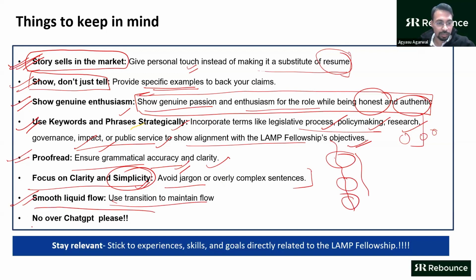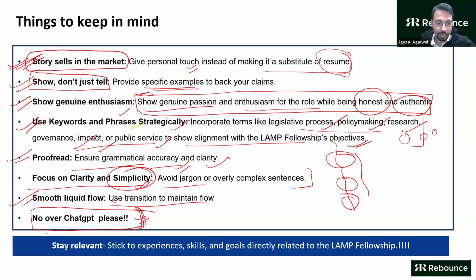And no over-ChatGPT, please. If you just write an SOP using ChatGPT, just by glancing at it, I can easily tell whether it is by ChatGPT or not. Use ChatGPT as your slave, not as your master. Use ChatGPT to take various inputs, but do not directly ask ChatGPT to make an essay, and obviously it will provide you an essay, but you may not get selected.